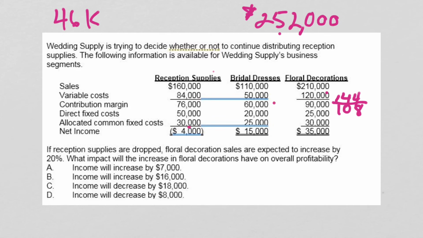So now we know the contribution margin will be 108. Add that to the 60, so you'll be at 168. That'll be your contribution margin in total. And the fixed costs will be just these two, because the fixed cost under reception supplies goes away. So the fixed cost will still be 45. That'll be a subtraction. Now what about the allocated common costs? Well, this doesn't go away. It's unavoidable. Those are all unavoidable. Add them together.